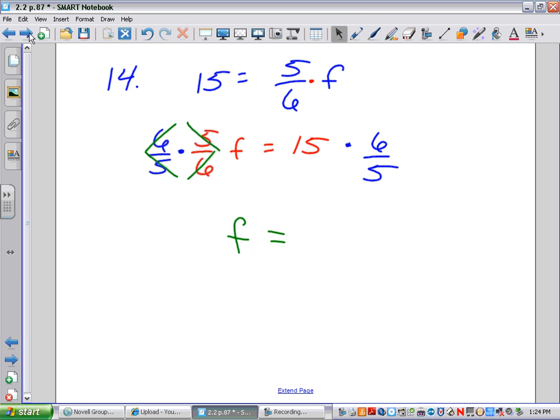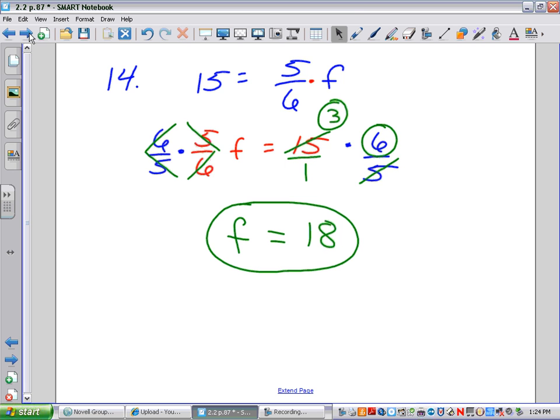Now on the other side, 15 times 6/5, remember this little trick? You can put it over 1. And you can cross cancel the 15 and the 5. 5 is gone, 15 becomes a 3. So your answer is this 3 and this 6. Multiply those together to get 18. That's your answer. f equals 18. We'll practice more of those in class.